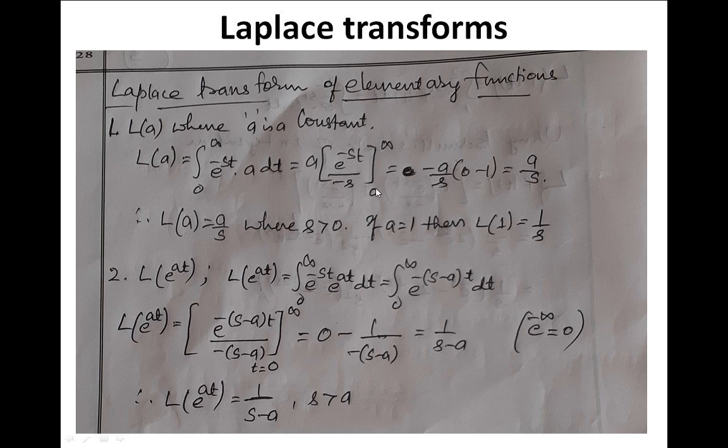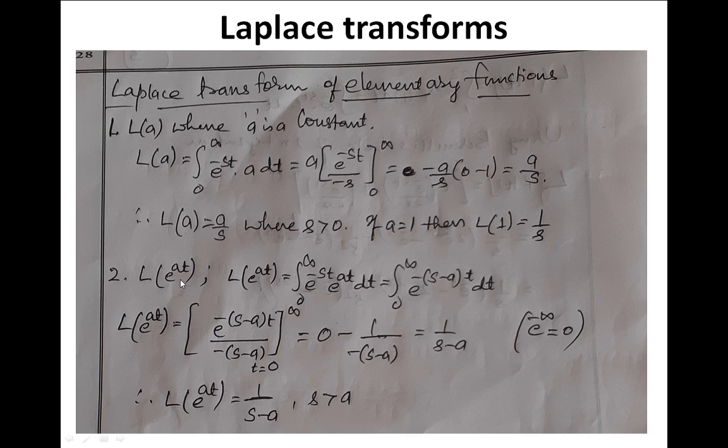Minus e to the power 0, because t is equal to 0, the lower limit. Therefore, e to the power 0 is 1. Therefore, after simplification, it will be a upon s. Therefore, L of any constant is equal to constant divided by s. You are getting my point? If a is equal to k, what is L of k? L of k is equal to k upon s.